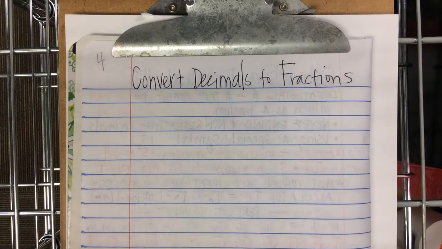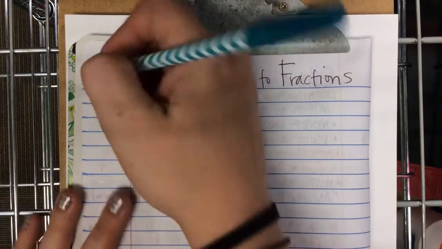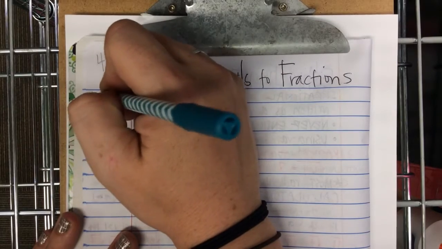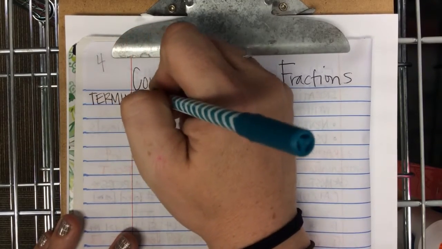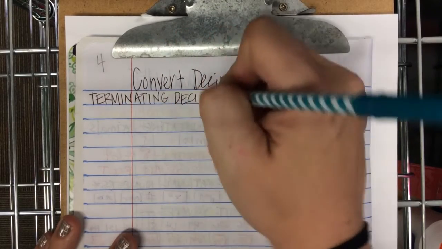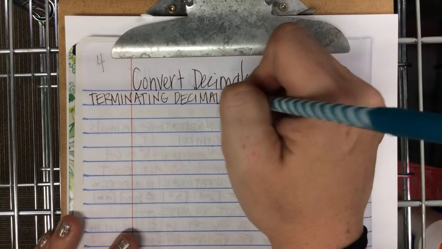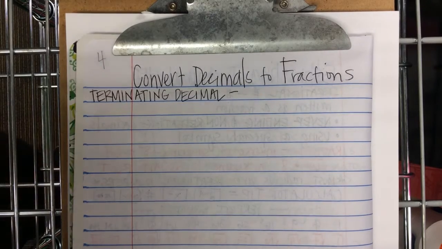All right. So, converting decimals to fractions. There are two types of decimals we're working with today. The first type is called a terminating decimal. A terminating decimal is the first kind of decimal we're working with. The first kind we're going to convert.